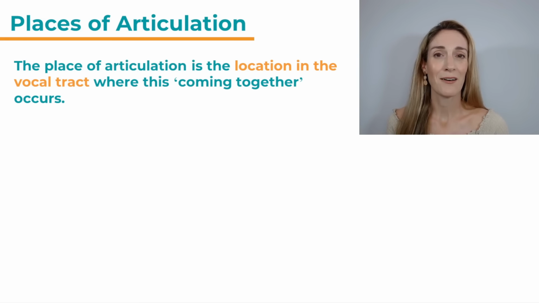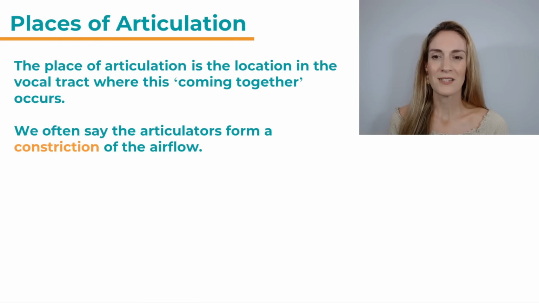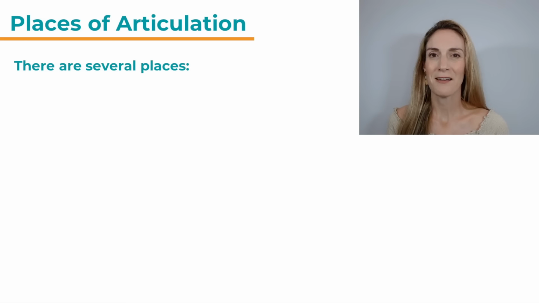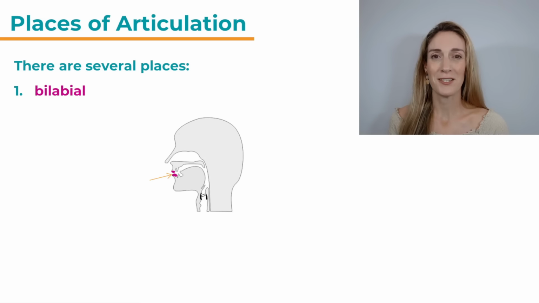Now, the place of articulation is the location in the vocal tract where this coming together occurs. And we often say the articulators form a constriction of the airflow. It could be a full closure, it could be a small opening, or it could be a bit of a wider opening. Now, there are several places of articulation in English, and we're going to have a look at each one in detail. First of all, bilabial.